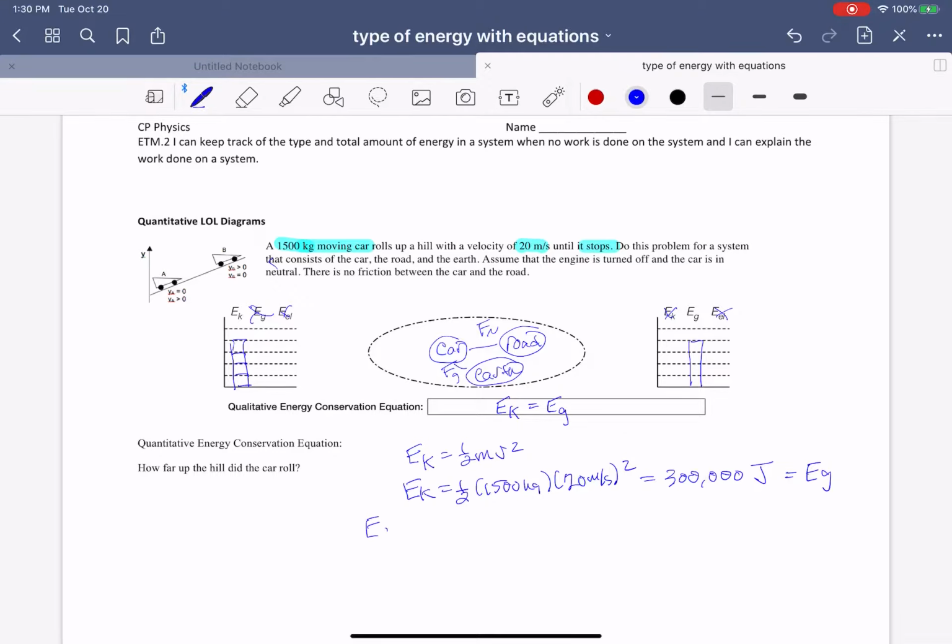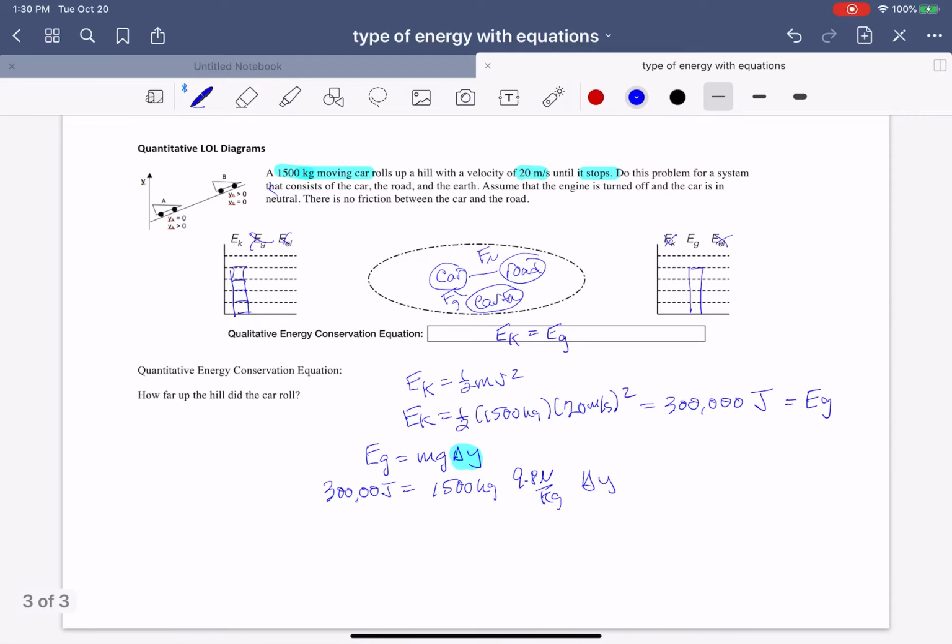And I know that Eg equals mg times how far it goes up. That's what I want to find out right here, is this delta y. So I can put numbers in here. 300,000 joules equals my mass, 1,500 kilograms, times 9.8 newtons per kilogram, times my delta y. Now all I have to do is some algebra, I can find out that my delta y is 20.4 meters.